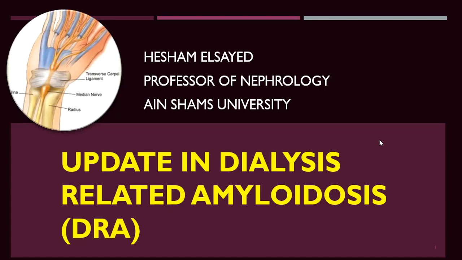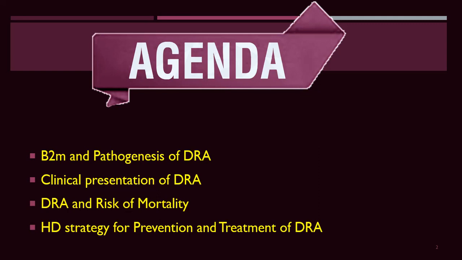Good morning, we will discuss an update in dialysis-related amyloidosis. We all know that dialysis-related amyloidosis is due to deposition of beta-2 microglobulin. Now we will discuss the pathogenesis as well as the management, which includes the preventive action. So the agenda will be beta-2 microglobulin and the pathogenesis of dialysis-related amyloidosis, its clinical presentation, risk of mortality, and strategy for prevention and treatment.